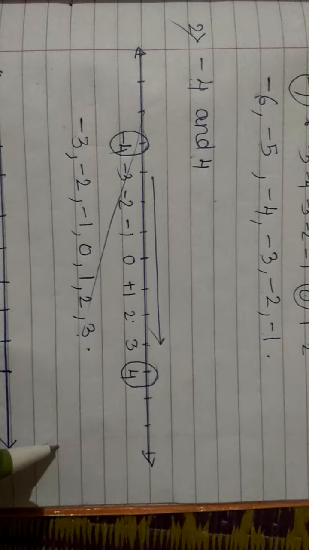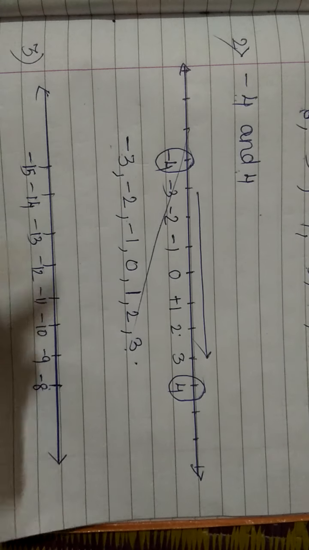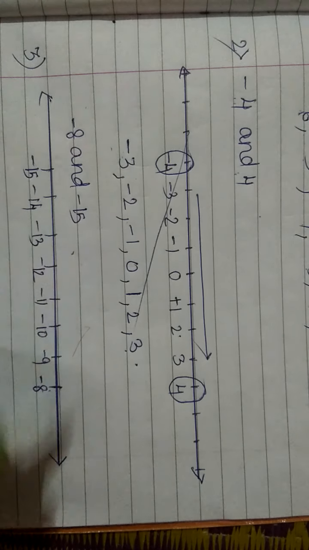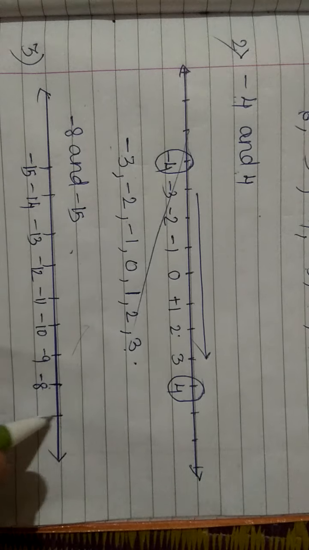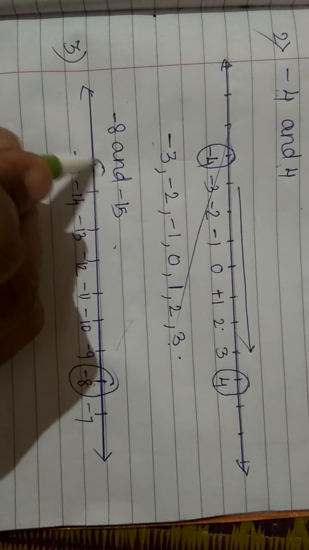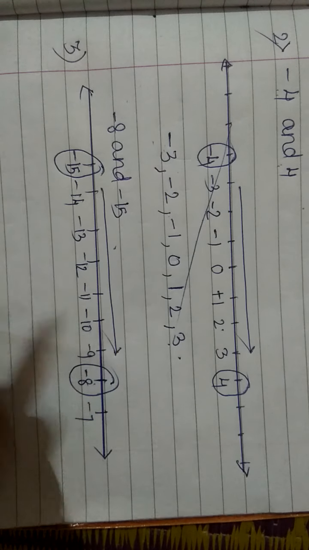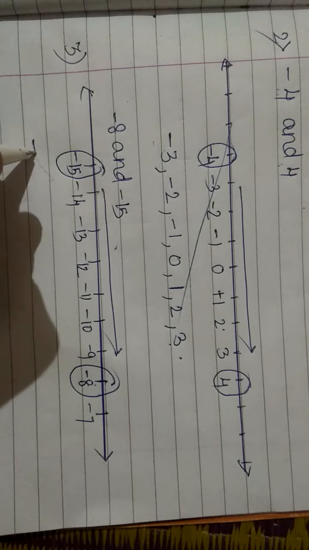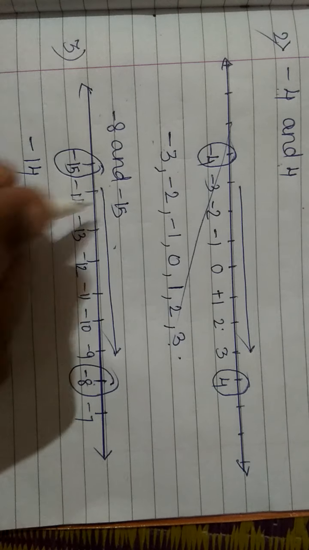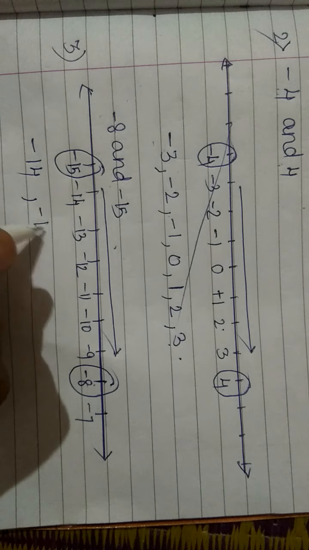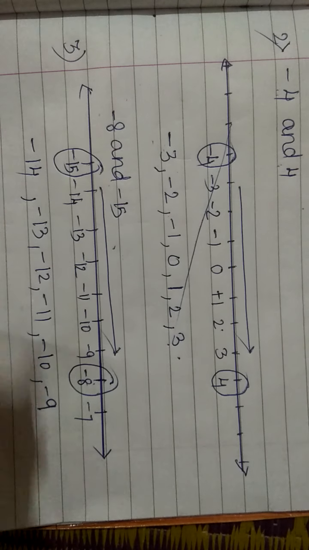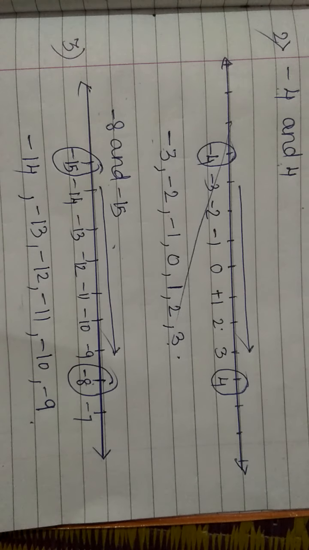Okay children. Now the third pair is minus 8 and minus 15. So children, here somewhere there is 7, 6 like this. Okay. So now children, we don't have to consider this. Again, to go in increasing order, we have to move towards the right. So the numbers between minus 8 and minus 15 will be minus 14, minus 13, minus 12, minus 11, minus 10, minus 9. This is the increasing order of the numbers.